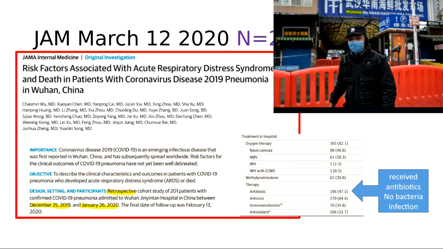They were hit with a viral infection. They said influenza has a lot of infection. This is a new virus, so they threw antibiotic plus everything. So 97% of cases received antibiotic, and this is initial data. They did not report any true infection.